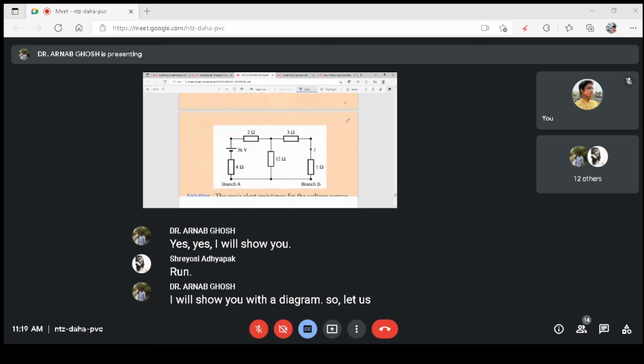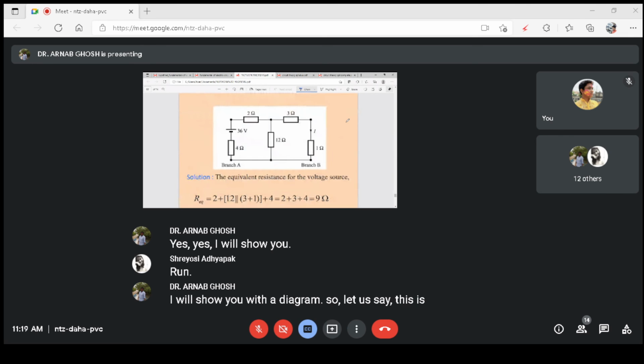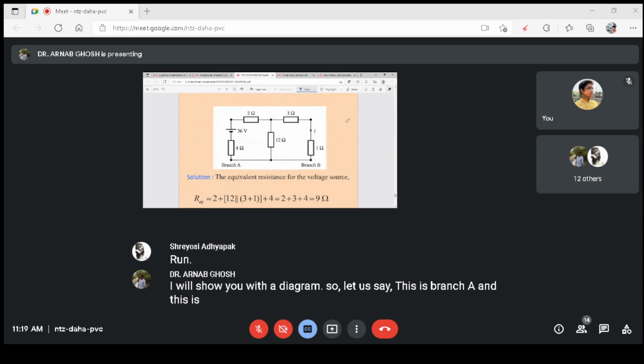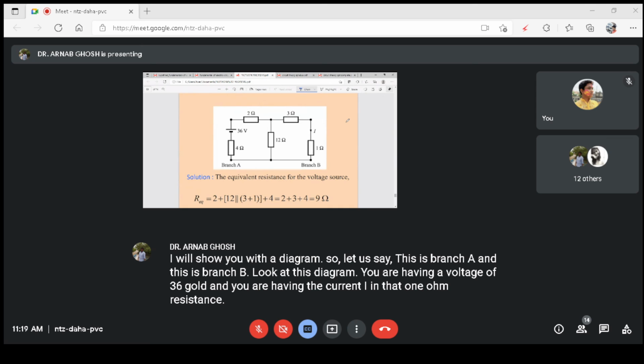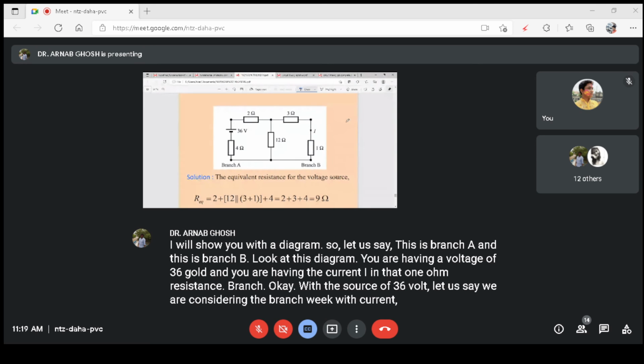So let us say this is branch A and this is branch B. You are having a voltage source of 36 volt and you are having the current I in that 1 ohm resistance branch. Okay. With the source 36 volt, let us say we are considering the branch B with current I.